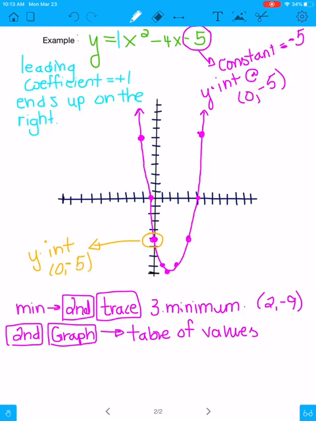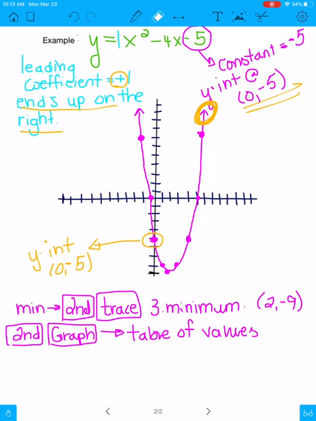Which is true, right? Y-intercept at negative 5. We also said because the leading coefficient is positive, it ends up on the right. Boom, it does. And because it's an even degree, it also ends up on the left. Boom, showing all of that.